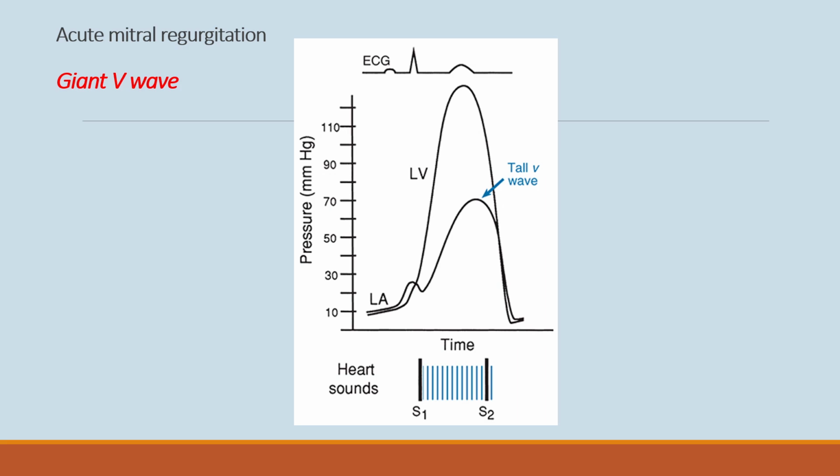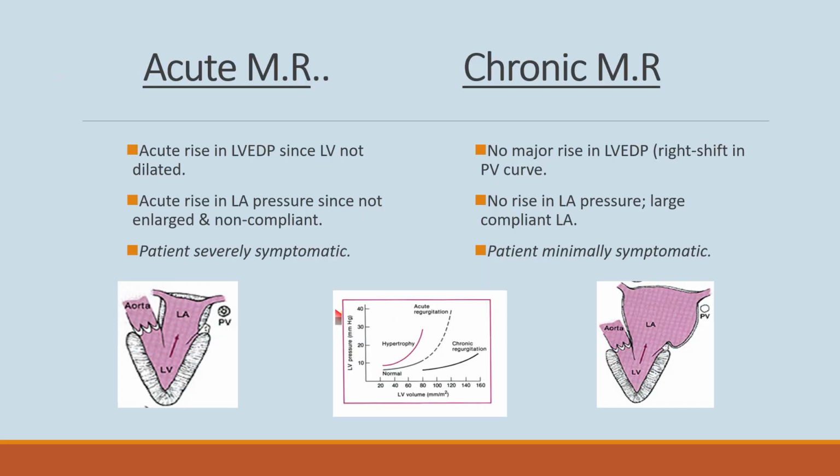What about the pulmonary venous pressure? Of course, it's going to go up. How about the possibility of pulmonary edema? Very likely. So the patient, because of the high left atrial pressure and pulmonary venous pressure, will be very sick. What you call pulmonary edema, severe dyspnea, etc.